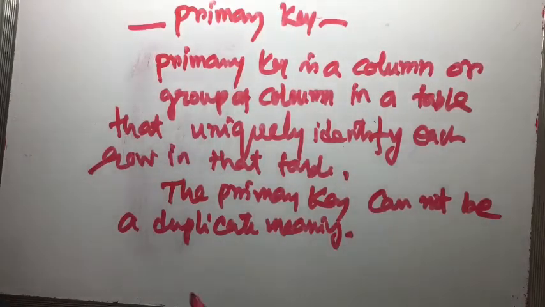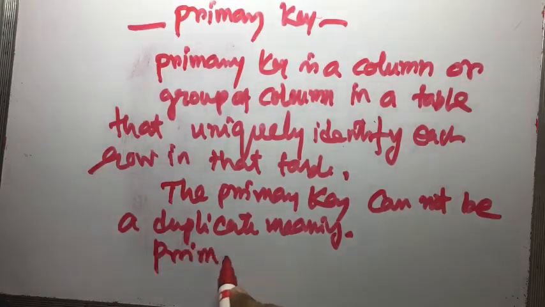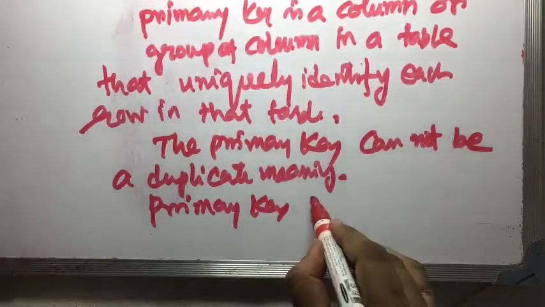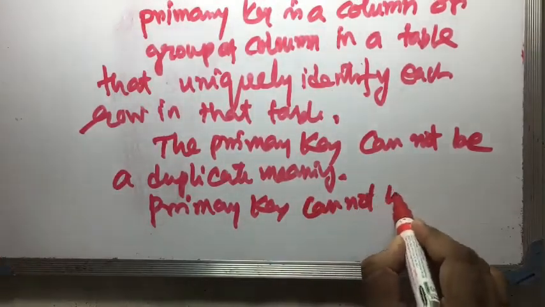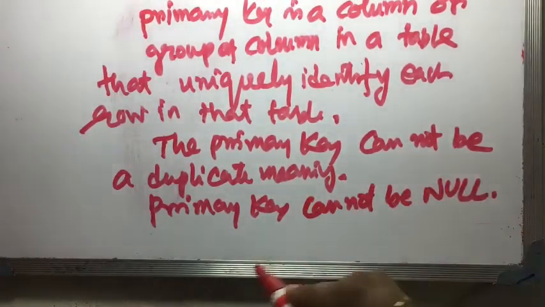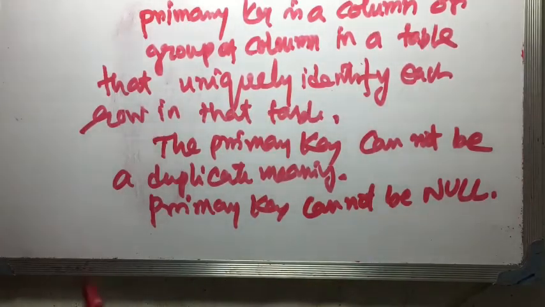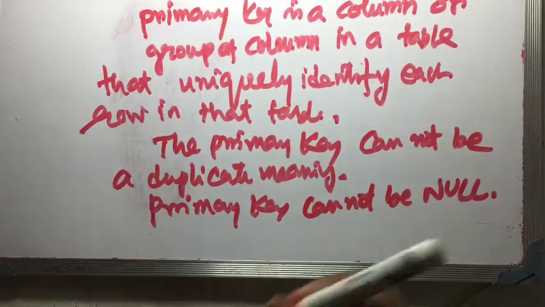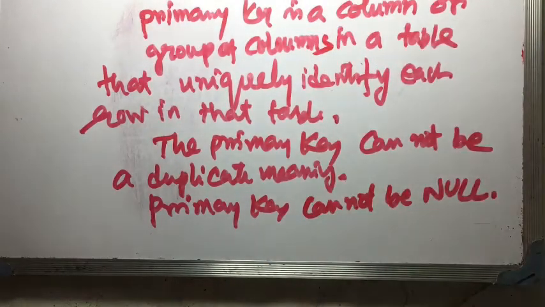Primary key cannot be null. So this is the concept of primary key. Primary key is a column or group of columns in a table that uniquely identify each row in that table. Primary key cannot be a duplicate, and primary key cannot be null. So these are the concepts of primary key.